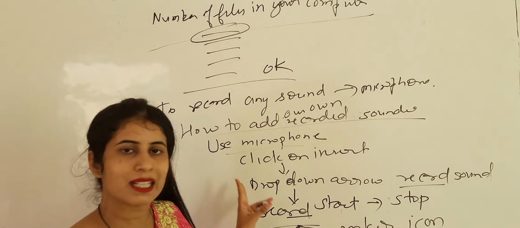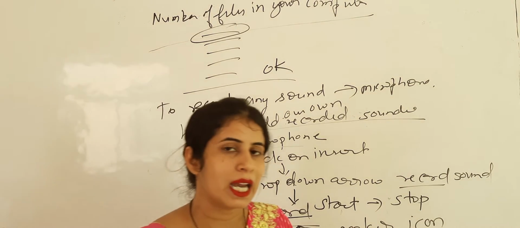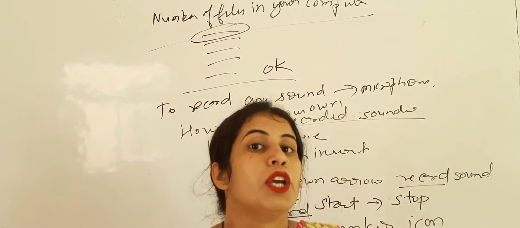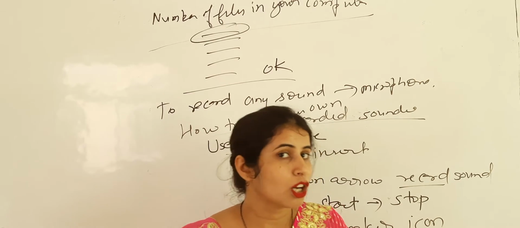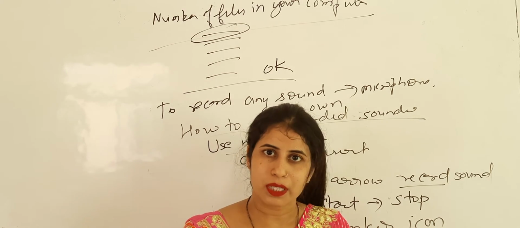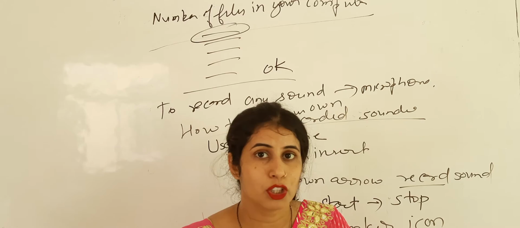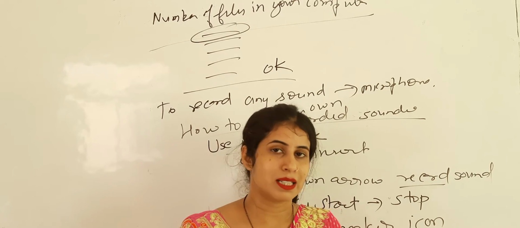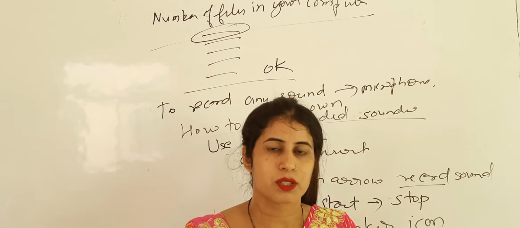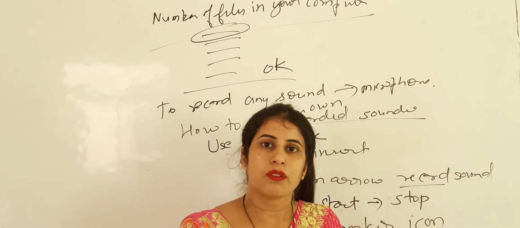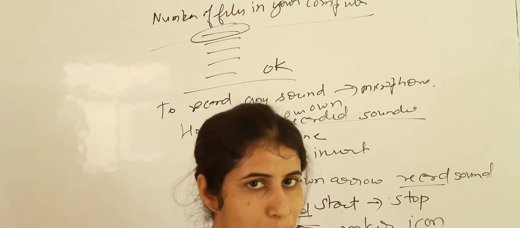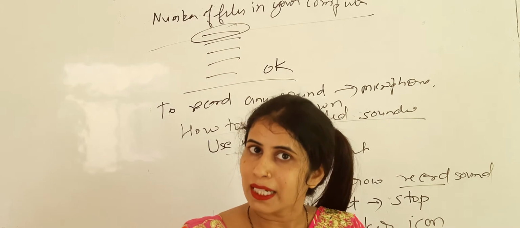Again I am repeating the steps. If you want to add your own sound, you will use the microphone. Then you will click on the insert audio option, then on audio. There you will see the record audio option. You will see a dialog box, and to start recording it shows you a start option. Click on start, and your audio will start to record. If you want to stop it, you will click on the stop button.